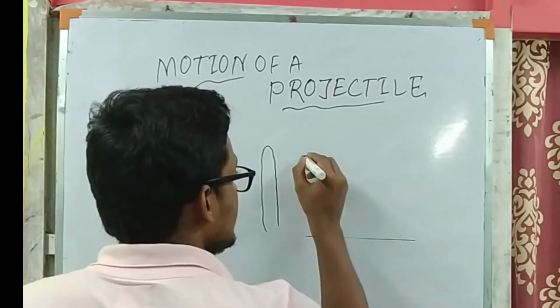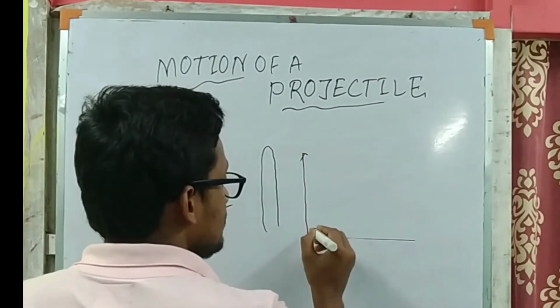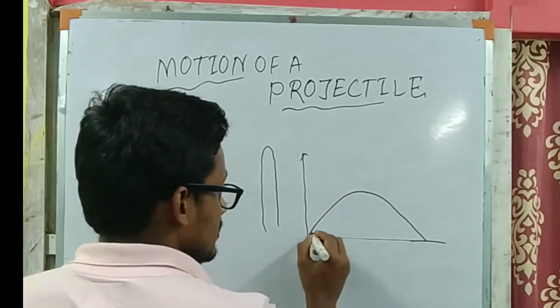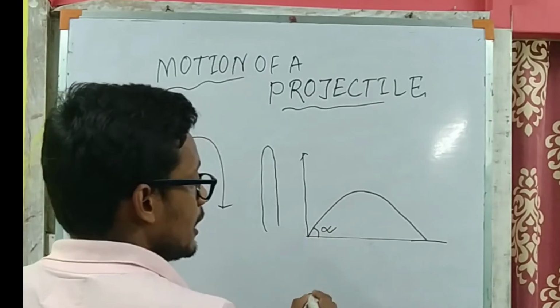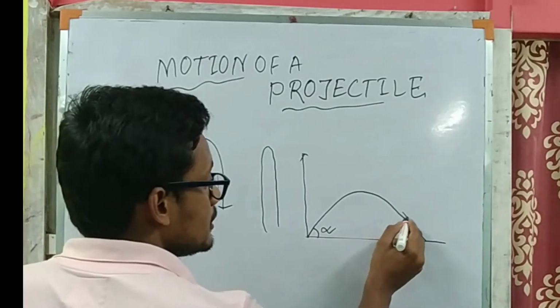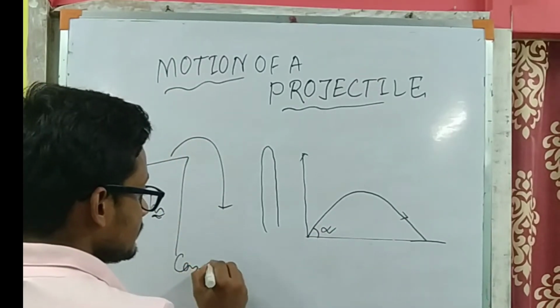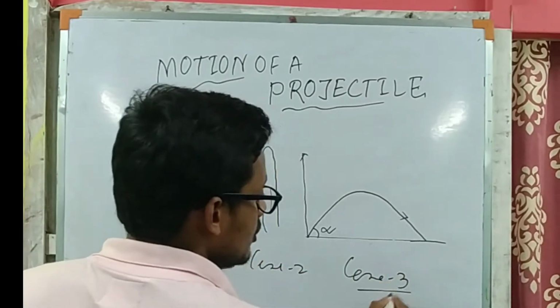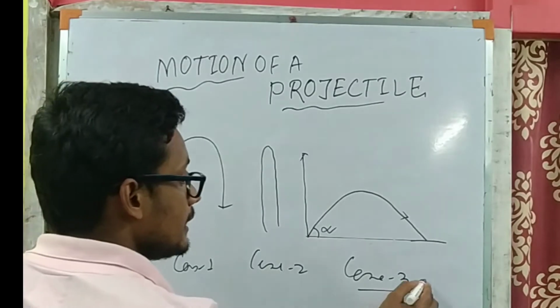So the third case can be represented as a particle is thrown upward with an angle made with the horizon. This is also a projectile. This is case 1, this is case 2 and this is case 3. We will talk about only case 3.